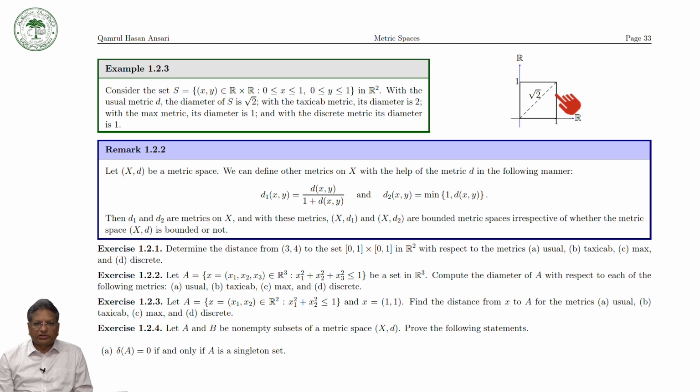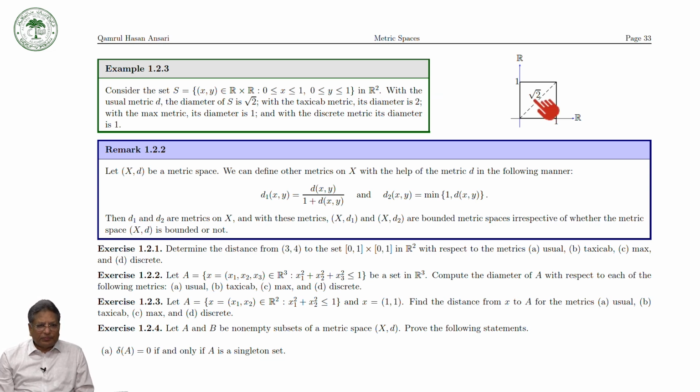And of course, if we consider this set as a subset of a discrete metric space, because we can always consider this R square as a discrete metric, then you will see that in the discrete metric space the maximum is 1, so the diameter of this set with respect to the discrete metric is 1.